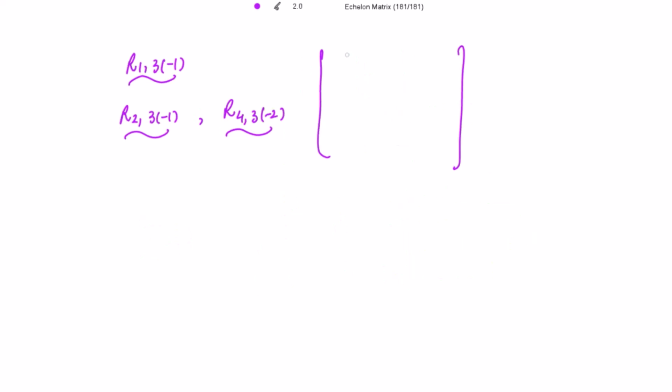So first row changes to 1, 0, 0. Writing the second row as it is. Second row changes to 0, 1, 0. Writing the third row as it is. And the fourth row changes to 0, 0, 0. So this becomes the leading element for the third row also because all other entries are 0, right? So this is the very beautiful reduced row echelon form, right?